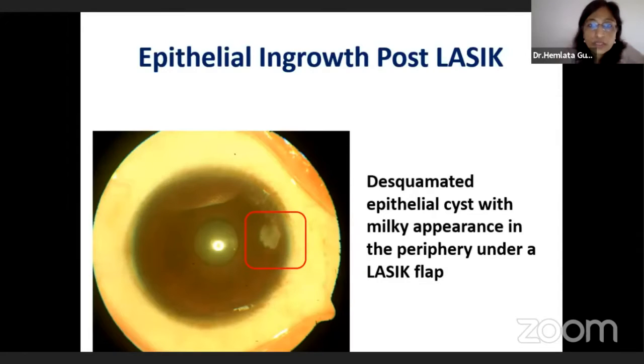Now, this is a very interesting case of epithelial ingrowth. If you look at the slit lamp examination, you see a desquamated epithelial cyst with a milky appearance in the periphery. Now, whether it is to be removed or we can keep it under observation, that is the question.